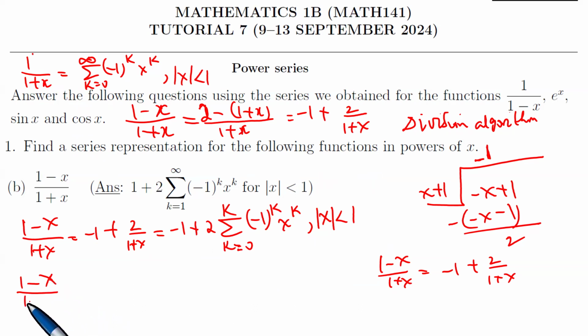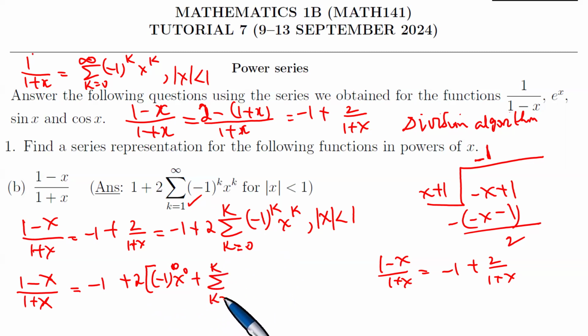1 minus x divided by 1 plus x, which is -1 plus this sum. But this one now starts from 1, while the formula starts from 0, so you must substitute. When you substitute 0, it is going to be -1 to the power 0, x to the power 0. And then you have this one, x to the power k.